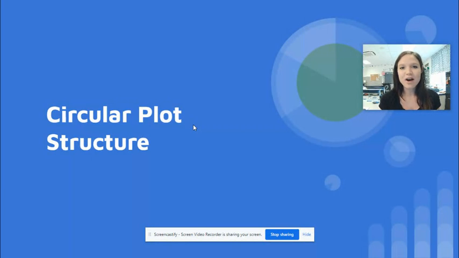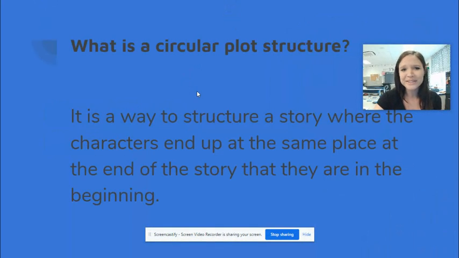Yesterday, you talked with Miss Albrecht about linear and nonlinear structures of a story. Okay, so those are very popular ones that you're going to see. However, today I'm going to talk to you about a new way to structure a story, and that is going to be a circular plot structure. So what in the world is a circular plot structure?